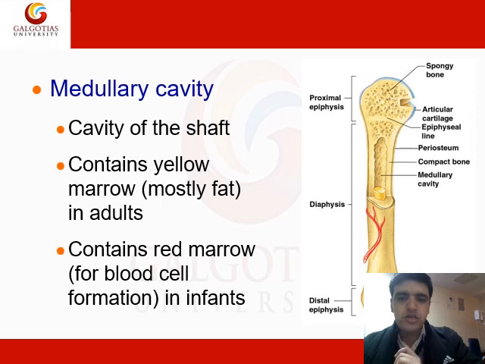The next portion of the long bone is the medullary cavity, that is, the cavity of the shaft or the hollow portion. The hollow portion of the bone contains a cavity known as the medullary cavity, which contains the yellow marrow, mostly fats, in the case of adults. In the case of children or infants, the medullary cavity contains the red marrow for red blood cell formation.